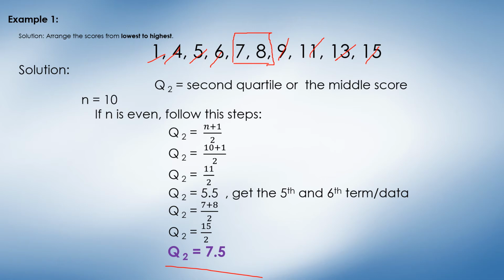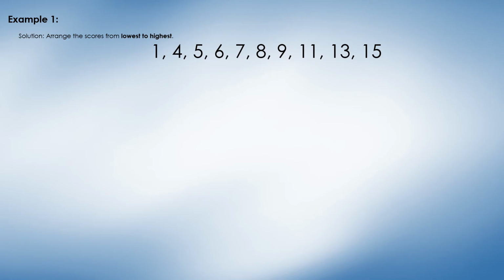So this is the way on how you can check if your answer is correct for the second quartile. This time, let us solve for the third quartile. So again, this is our given, arranged from lowest to highest. So we need to use this formula for the third quartile.